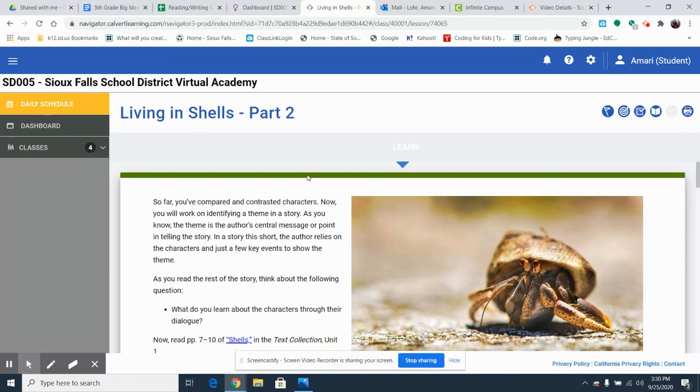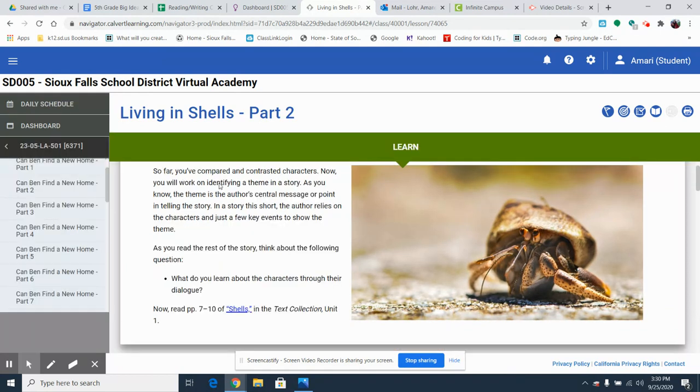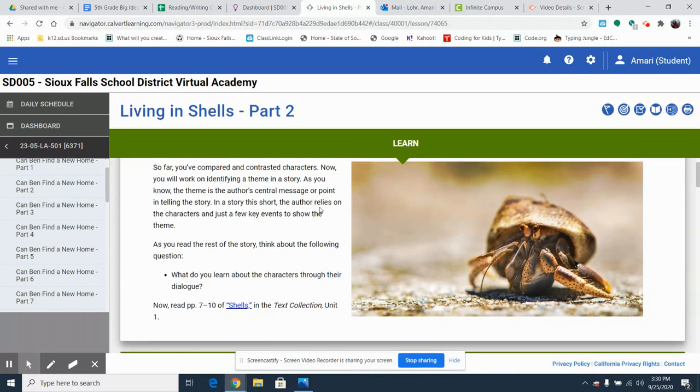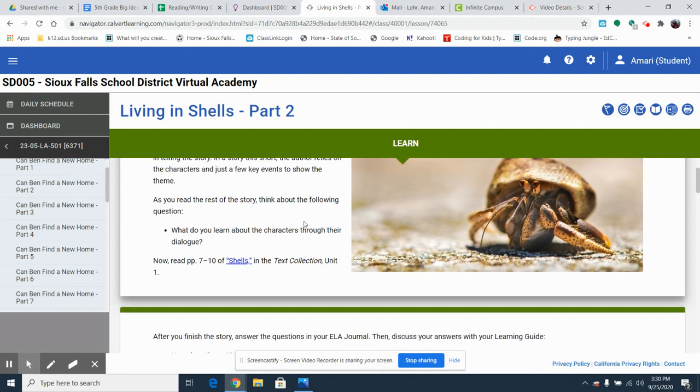So far, you've compared and contrasted characters, and now today you're going to work on identifying a theme in a story. As you know, the theme is the author's central message or point in telling the story. In a story this short, the author relies on the characters and just a few key events to show the theme. As you read the rest of the story today, think about the following question. What did you learn about the characters through their dialogue or the way they were talking?